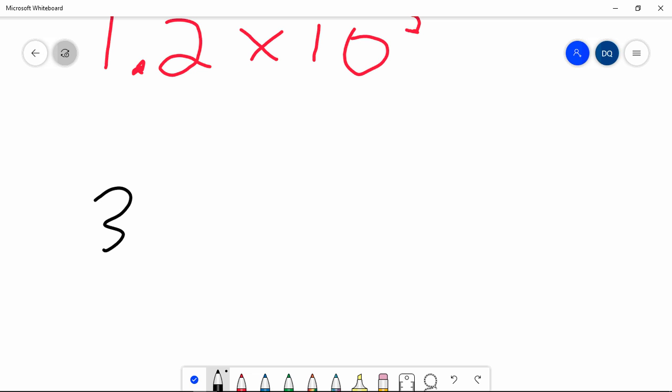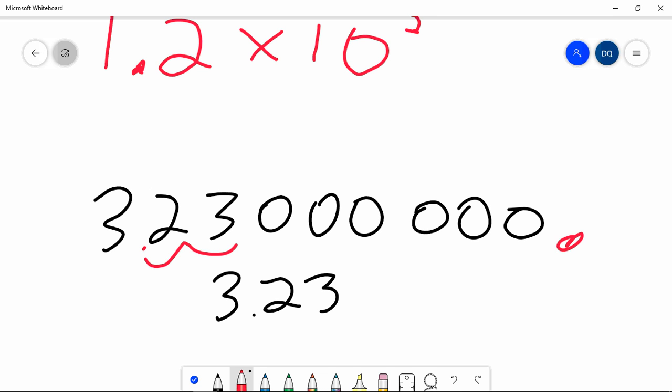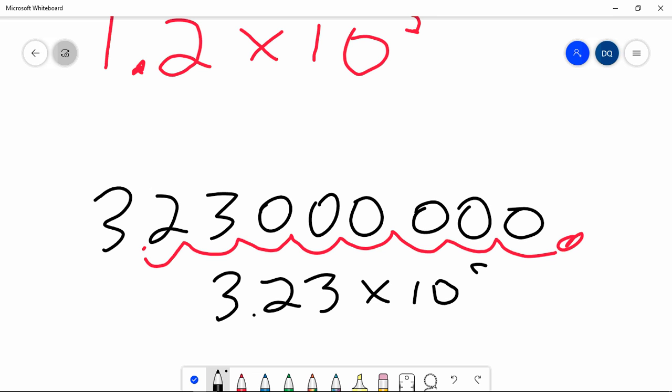So let's say we have 323000000. Okay, let's figure out what number this is. That would be 323 million. In scientific notation, write the 323 and put a decimal after the first number. And then have a look and say, well, if a decimal was there, how do I move it all the way to here? I would have to go 1, 2, 3, 4, 5, 6, 7, 8 spots. So that is 3.23 times 10 to the 8.